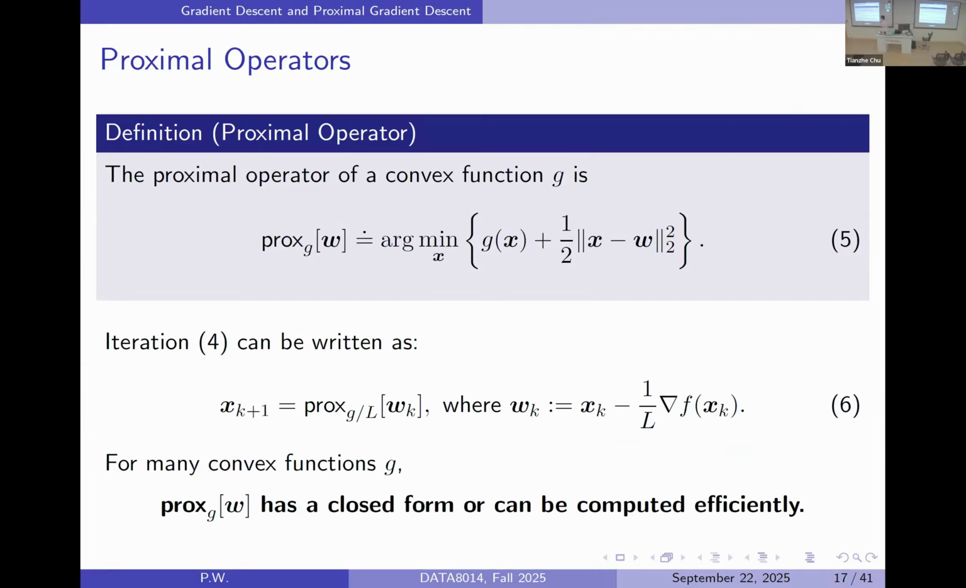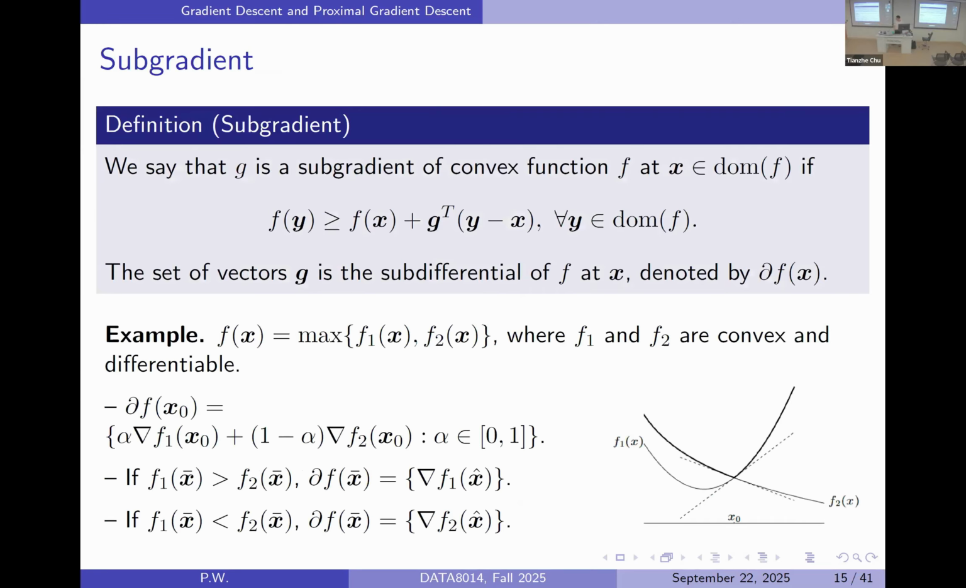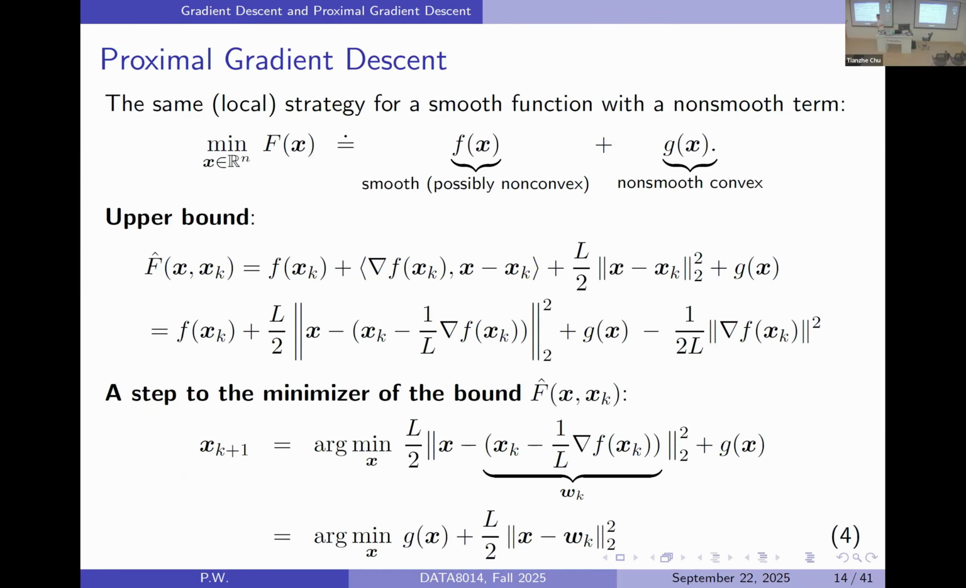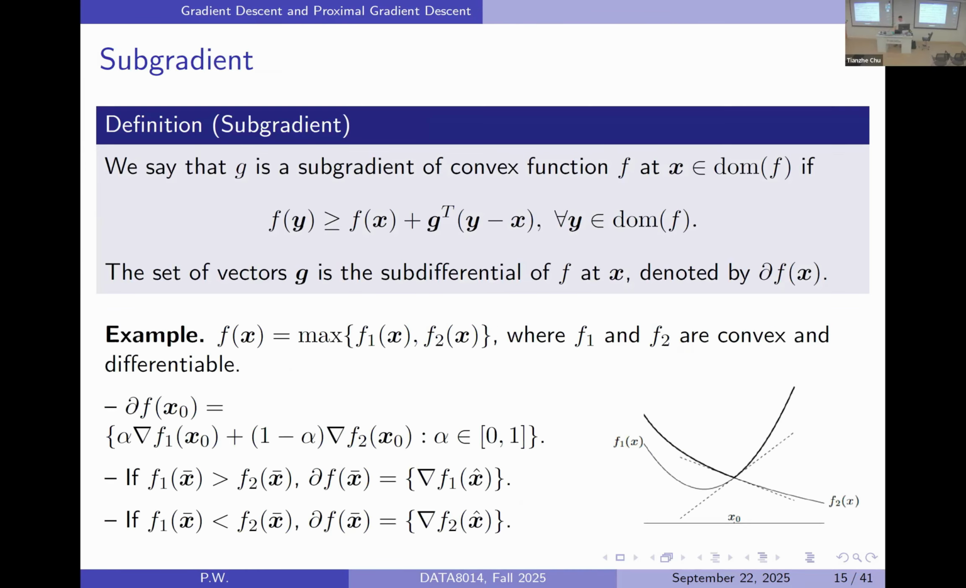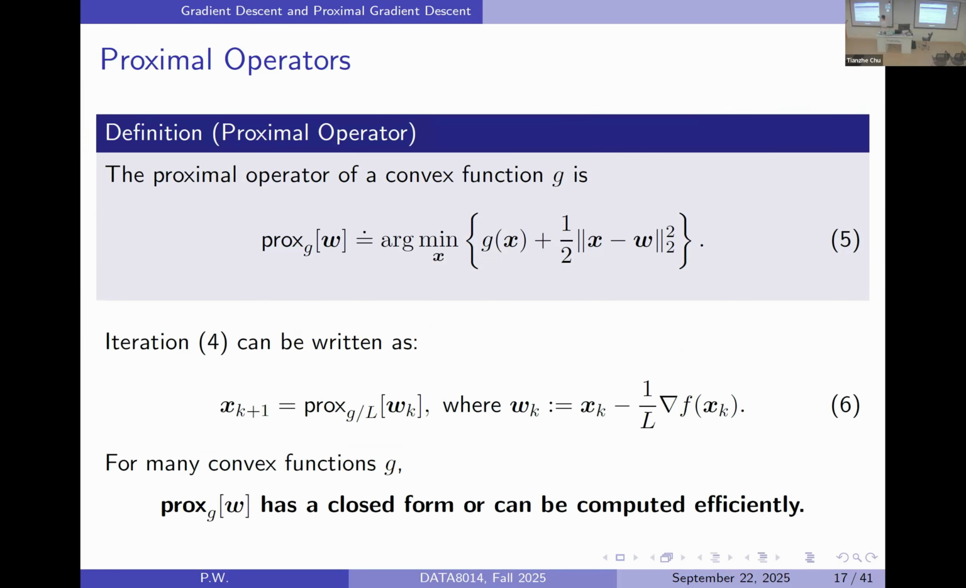And if we use this notation, we can rewrite the proximal gradient descent iterates in this form. We just use the notation to rewrite the updates. Fortunately, for many of these convex functions, even if they are non-smooth, this proximal operation has a closed form and can be computed efficiently.